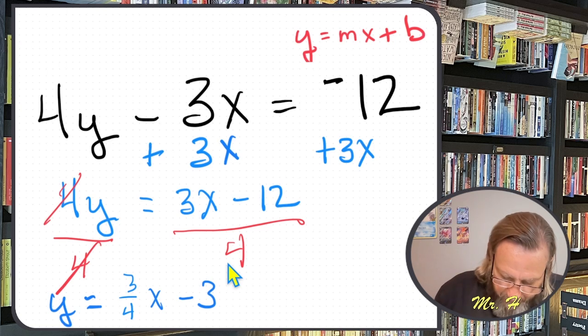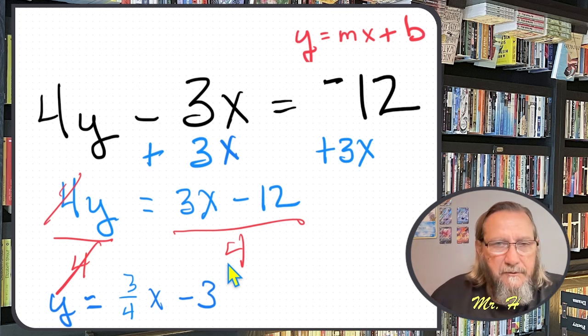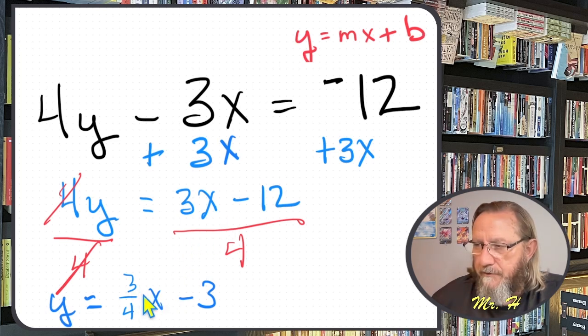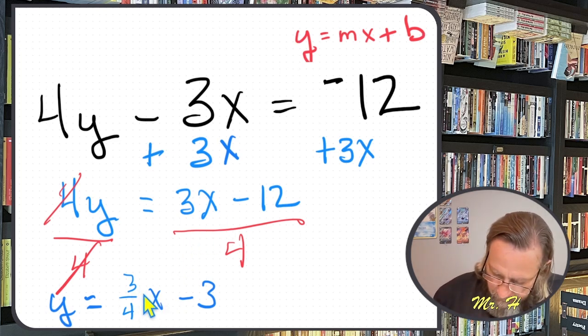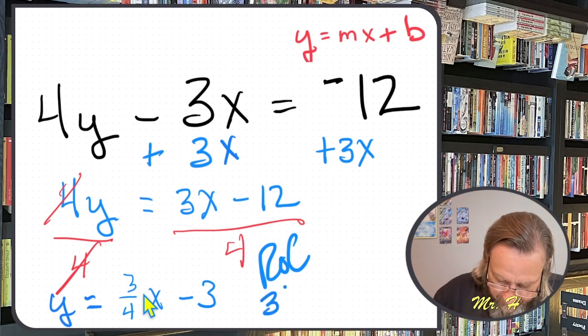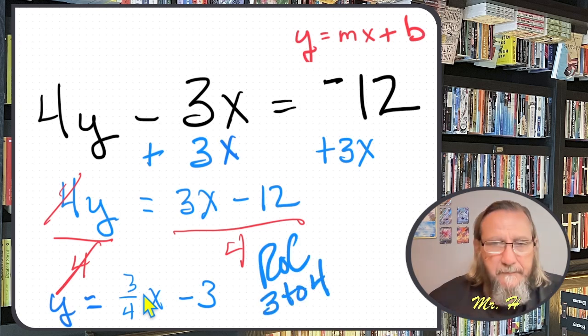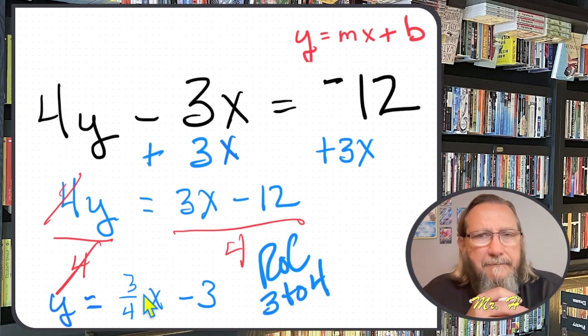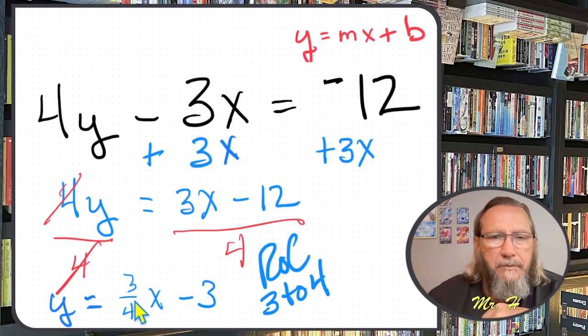So my slope is going to be 3/4 based on this equation, because that's what's in the m position. All right, m position is 3/4. So our ROC is 3 to 4. 3 to 4. All right, that completes our work on these practice problems. And what we've got to look at now is, how did you do?